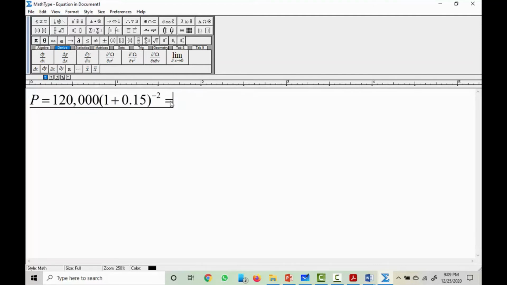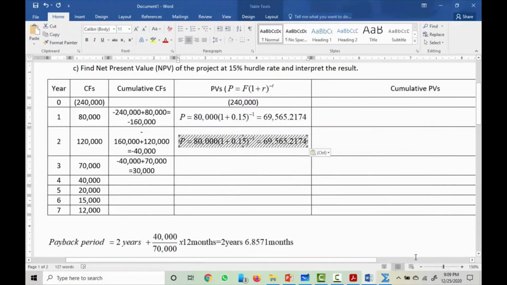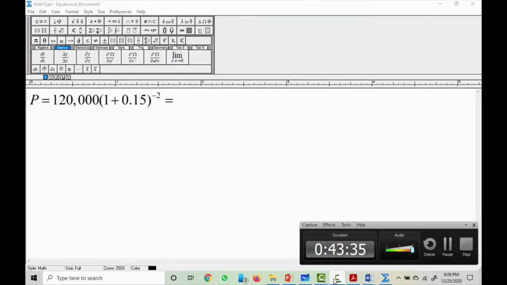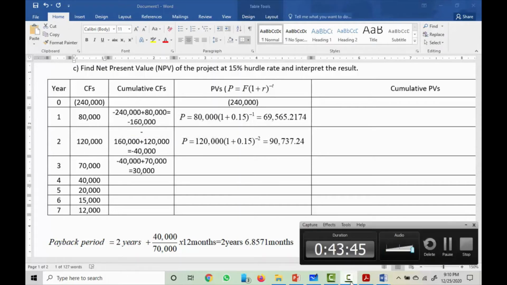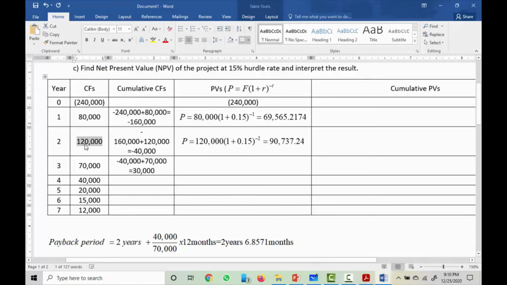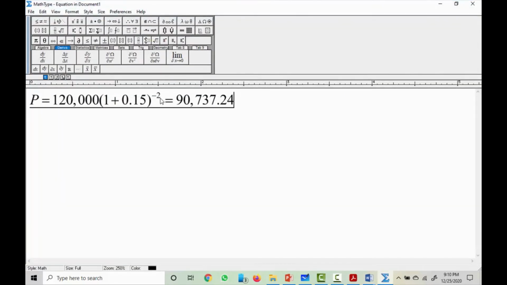Now let's see what the answer of this one should be. After we calculate the present value of this one, we can see this is the cash flow that we will get after year 2. So we need to find out the present value of this one, that means the equivalent amount of this one at period 0. So we need to move 2 periods behind. That's why the power should be -2, right?